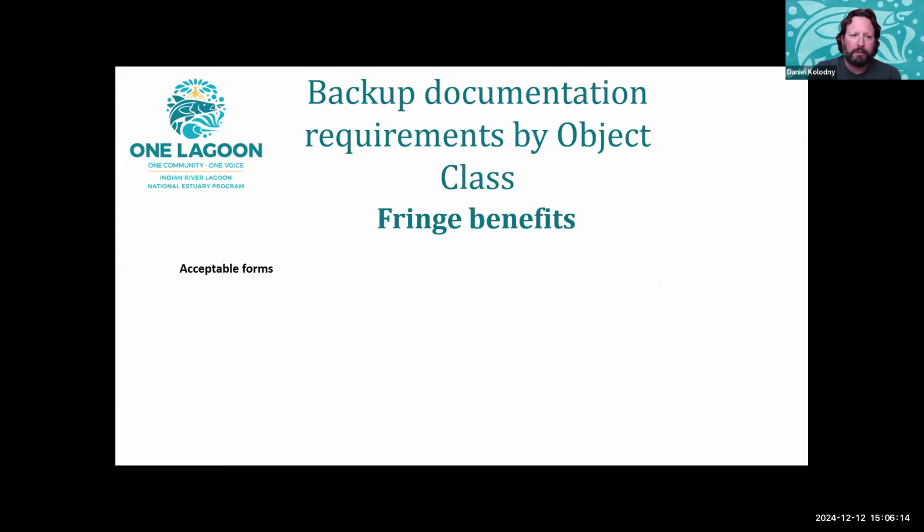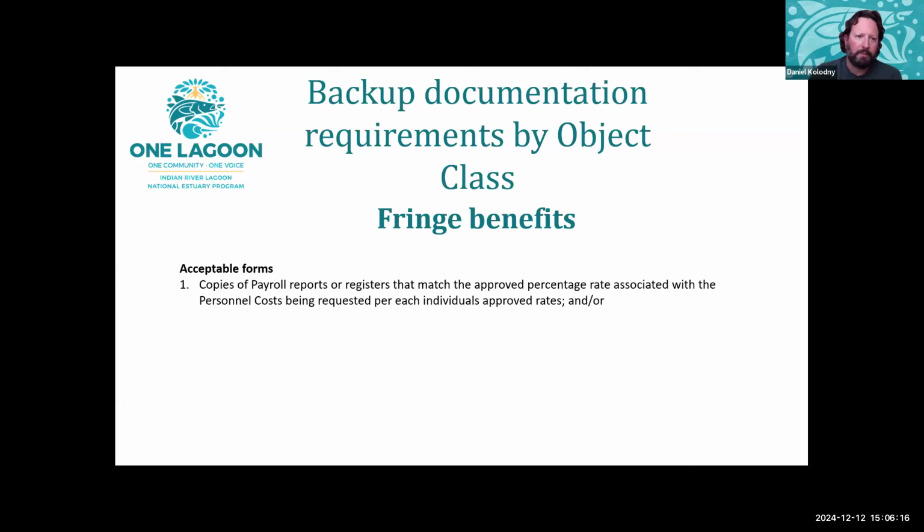When we look at fringe, this could be copies of those payroll reports or registers that match the approved percentage rate associated with your personnel costs that was in the approved budget within the agreement, or copies of pay stubs showing deductions and then payments to benefit companies, like receipts or invoices from those benefit companies.